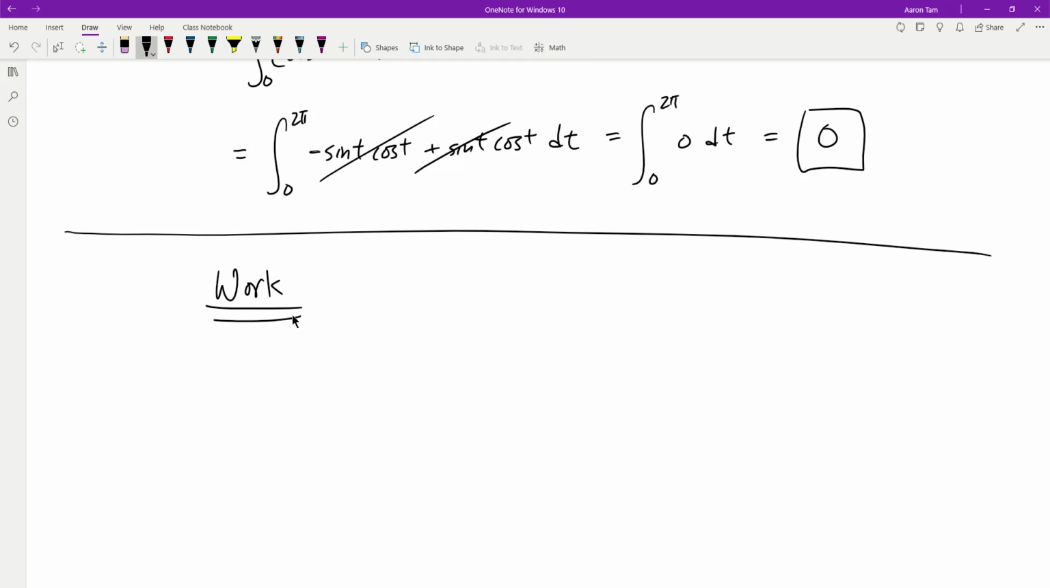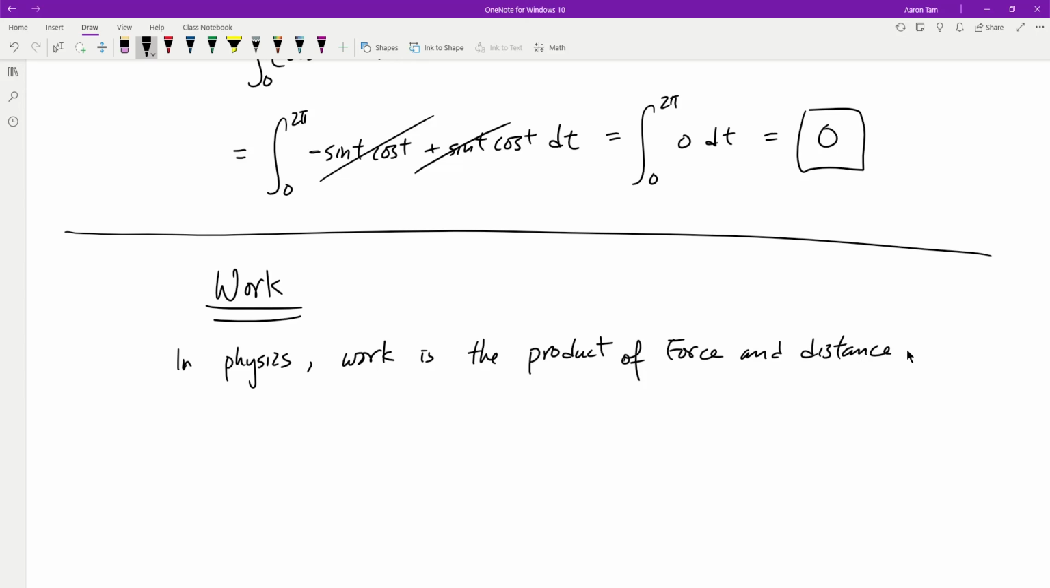called work. So in physics, work is basically the product of force and distance traveled. Technically speaking, I guess I can say it is the magnitude of force multiplied by distance traveled. So therefore, you can say that work is equal to force times distance.